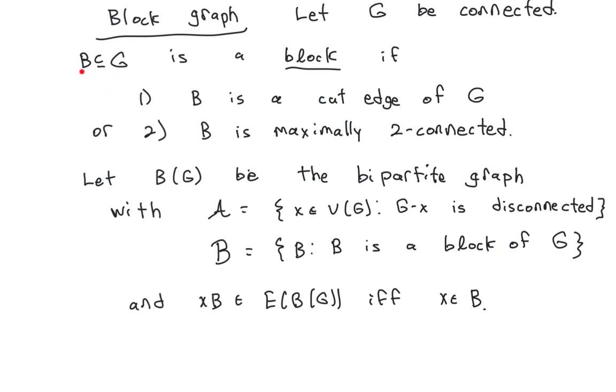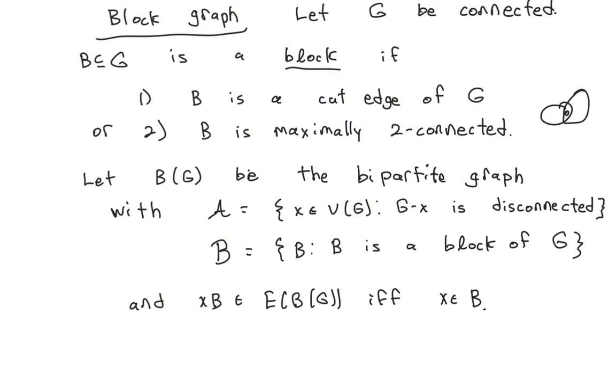So a subgraph of G, induced subgraph of G, is called a block if it is a cut edge or if it's maximally two connected. So if you talk about maximally connected subgraphs, those turn out to be components of a graph, and it's clear that the components are disjoint. It turns out for us, blocks might not be disjoint. You could have two blocks sharing a cut vertex, so the structure is a bit different.